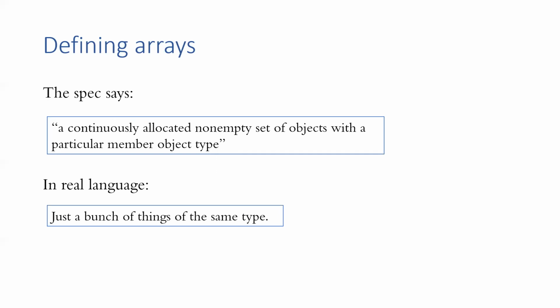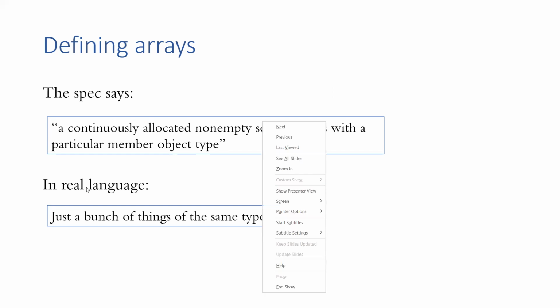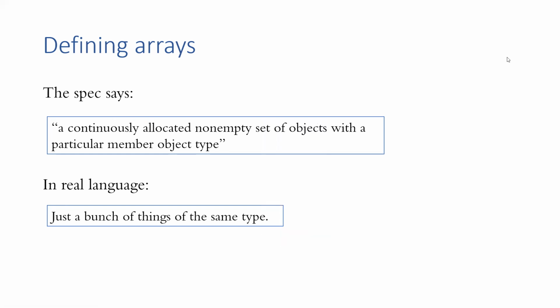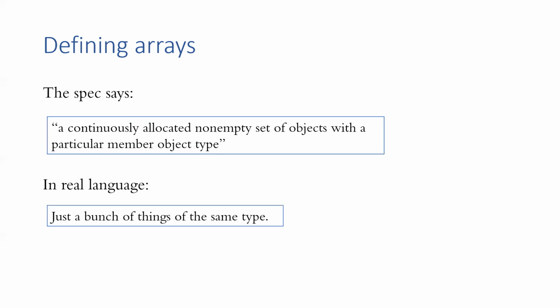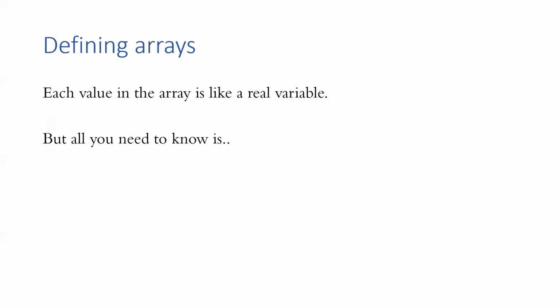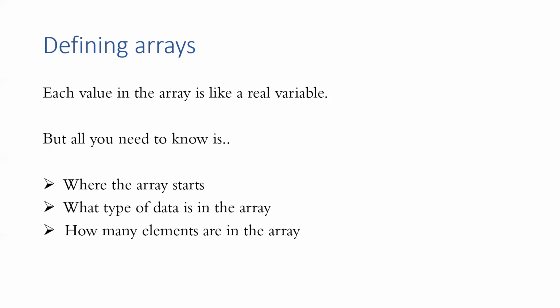The spec says that an array is a contiguously allocated non-empty set of objects with a particular member object type. In real language, it's just a bunch of things of the same type, or values that are related. Each value in the array is like a real variable. But all you need to know is where the array begins or starts.